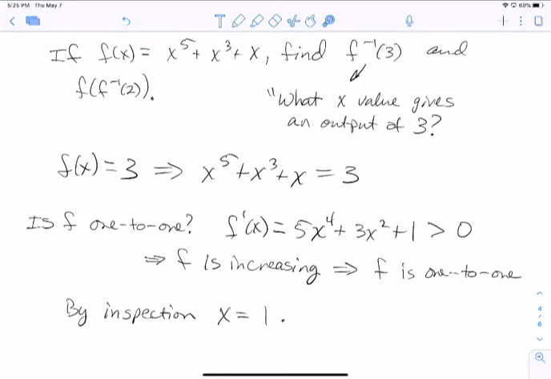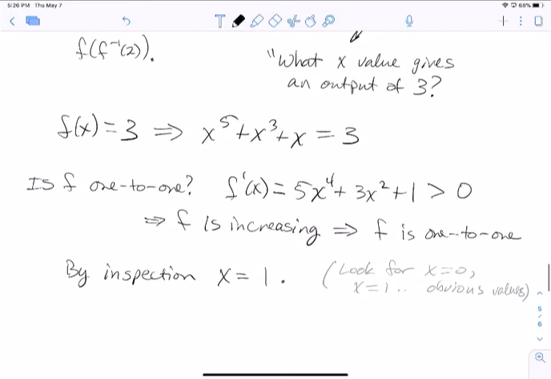Now you may wonder, well, how would I have known that? But first let's verify this. If x is 1, then 1 to the fifth plus 1 cubed plus 1 is equal to 3. There it is. So after you see the answer, then you realize it makes perfect sense. And since f is 1 to 1, this is the only such x value that works. But then again, how would you know this? I'm going to recommend that for exercises like this, we look for x equals 0, x equals 1. Look for obvious values there. So since 1 is the output associated with 3, we know that f inverse of 3 is equal to 1.